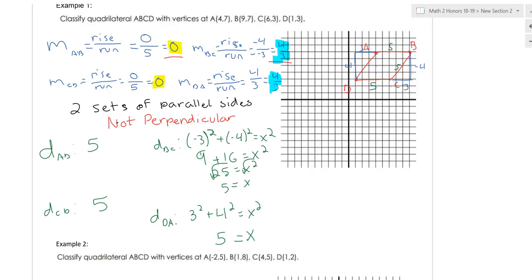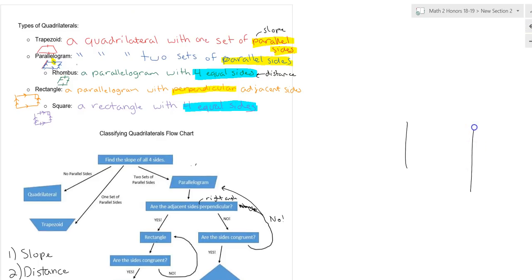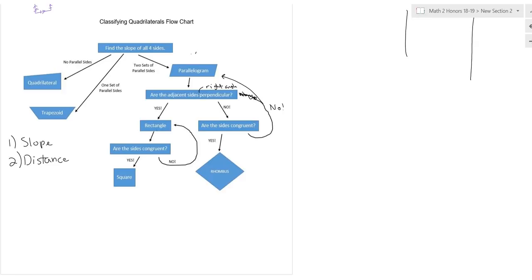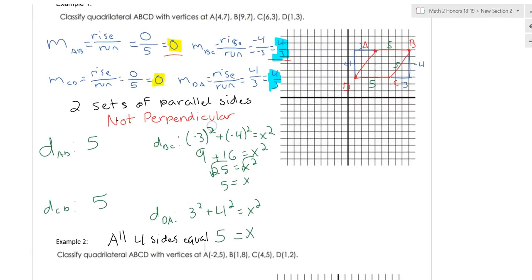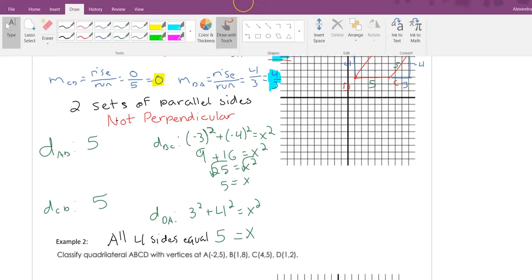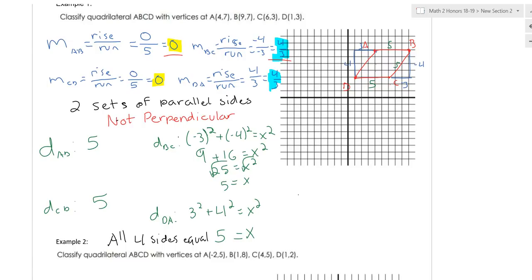So, what do we know from this? All 4 sides are equal. So again, going back, if all sides are congruent, the answer is yes. It is a rhombus, and that is it. We are done. Well, I would just write that this is a rhombus.